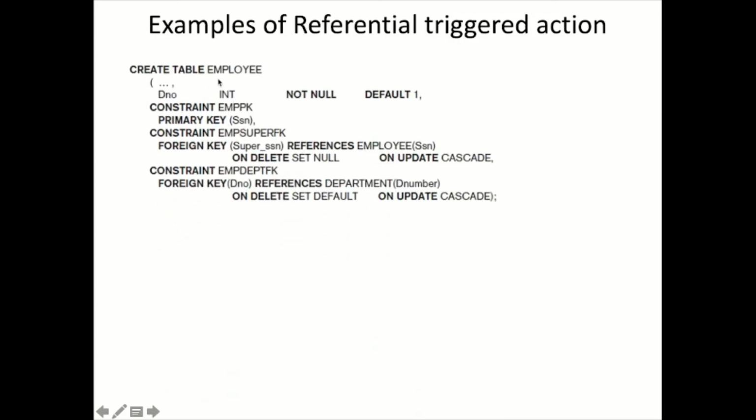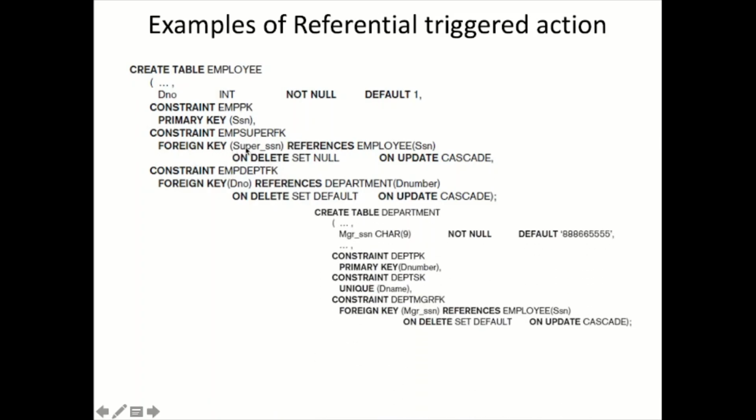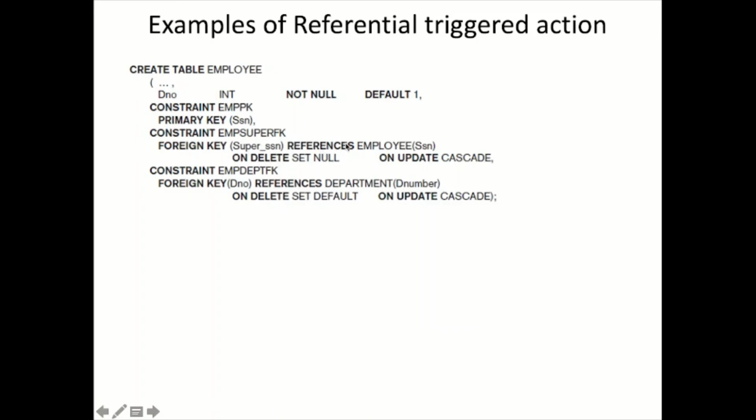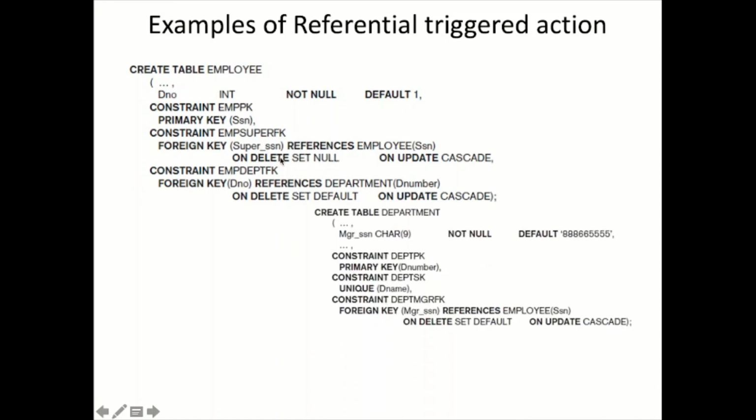For example, in this employee table, this is a constraint. We'll leave all these things here. Now we have a foreign key here. The foreign key we have specified is super SSN references employee SSN. And if some deletion happens to this super SSN value, if that employee is deleted, what has to be done? On delete, we have to set that super SSN value to null. That is what we are specifying here: on delete, set to null. Or if an update occurs in this table, we have to cascade it. Cascade means we have to update in all the referencing relations.